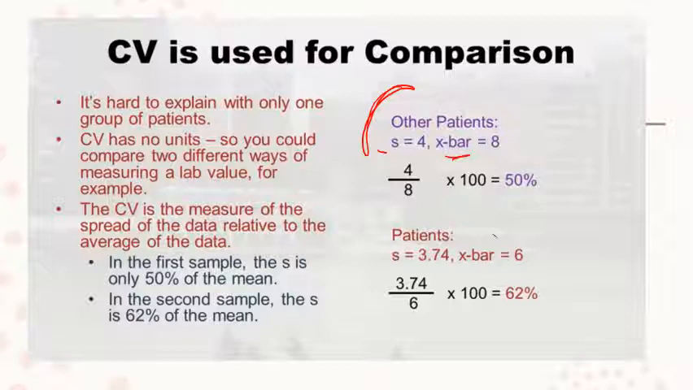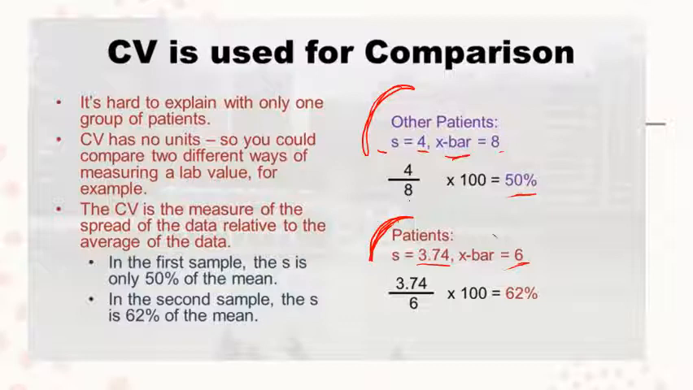Your standard deviation was a 4, so we put 4 right there. Then your mean, your x bar, was an 8, so we put 8 right there where it goes. Then multiply that by 100 and we get 50%. Then in our next fake example, the standard deviation is 3.74, and our x bar or mean is 6. So go ahead and plug those into the equation.